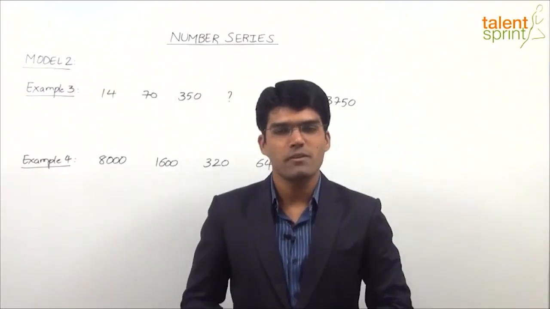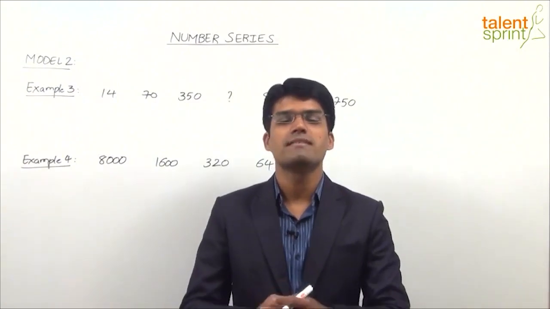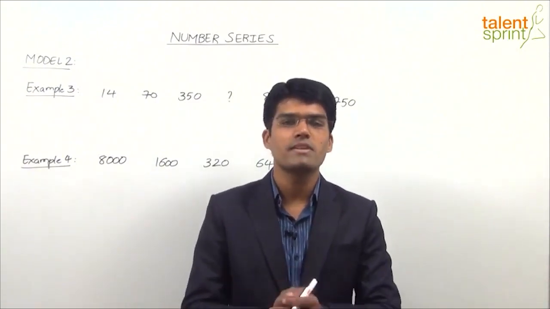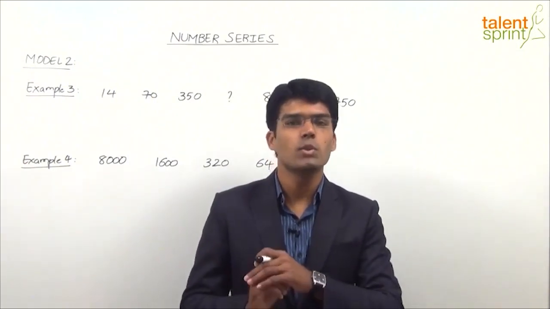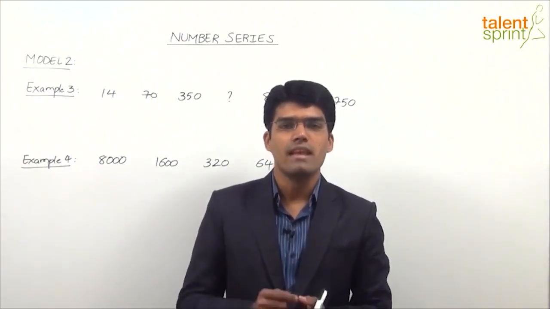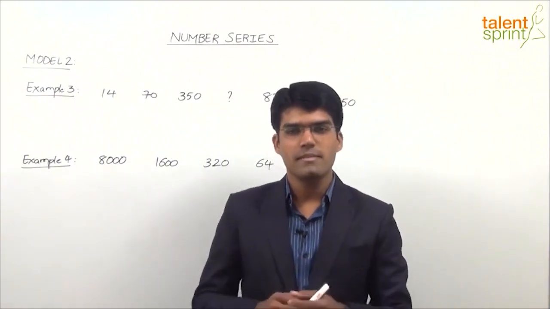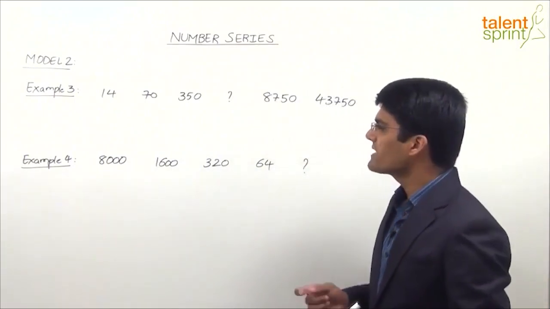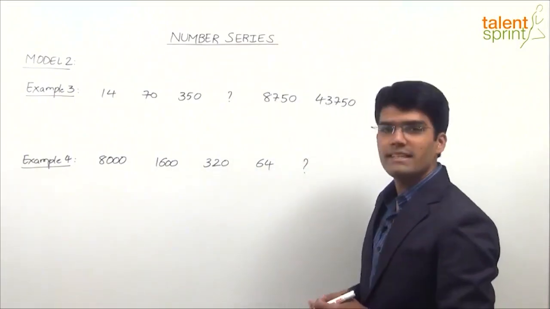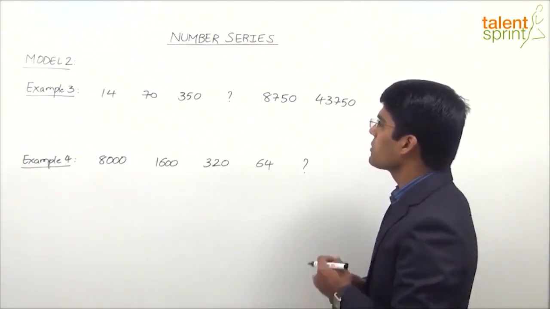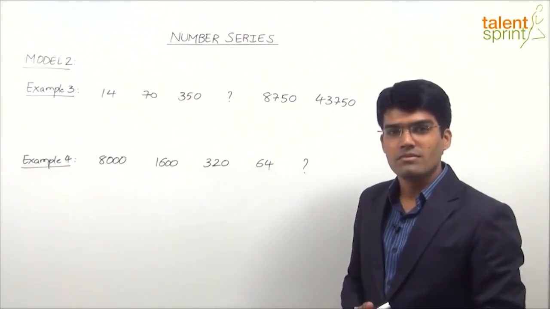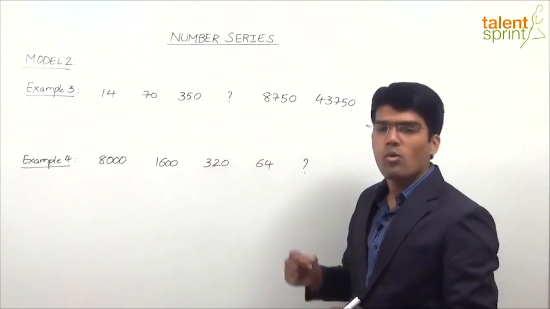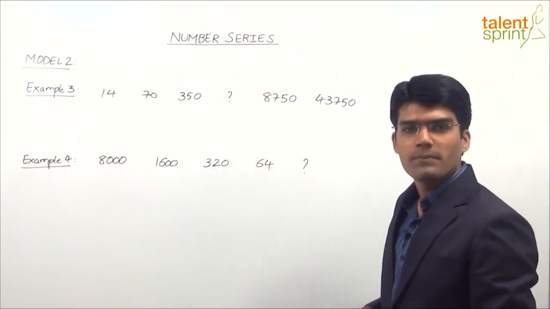Let us now take the next set of examples from model 2 of number series, where the series are based on geometric progressions. That is nothing but the ratio between two consecutive terms of the given series is a constant value. Let us look at some examples and understand this. The first example here we have is 14, 70, 350, question mark, 8750 and 43750. So as you can see here, we need to find out what comes in place of the question mark.